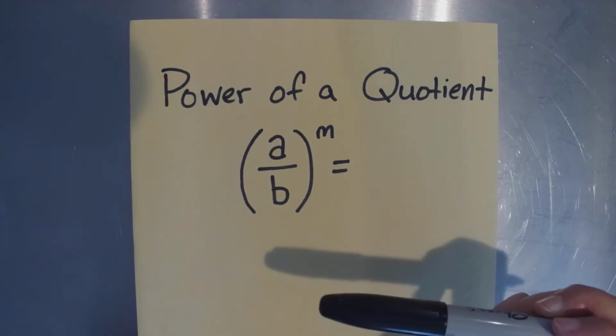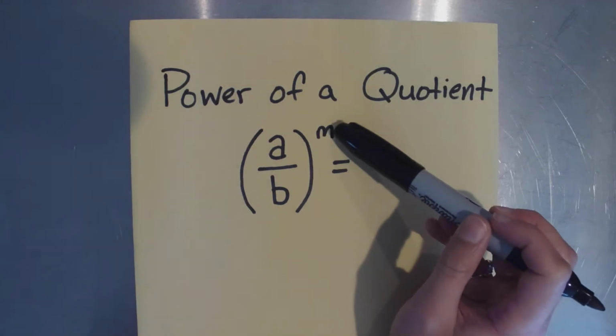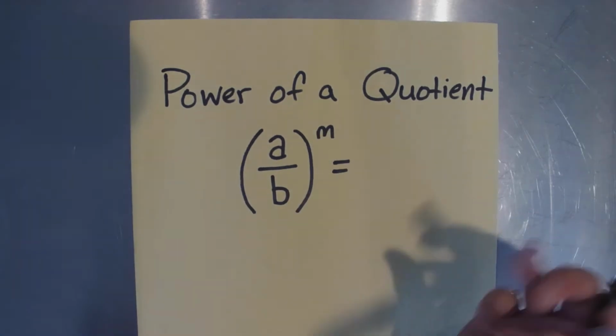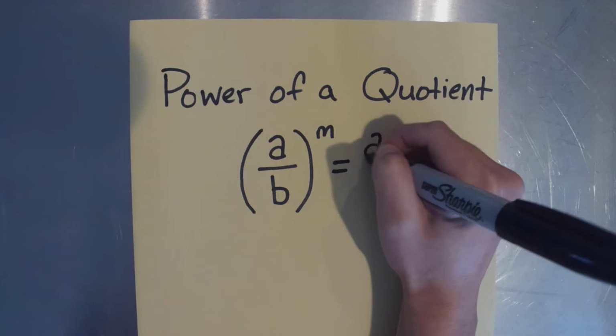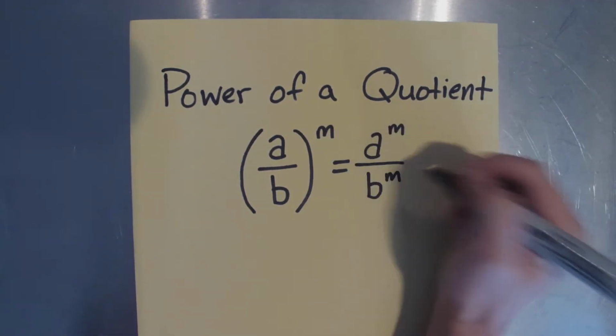When we have power of a quotient, it means that the numerator takes on the exponent and so does the denominator. So what we would end up with would be a to the m over b to the m. Okay.